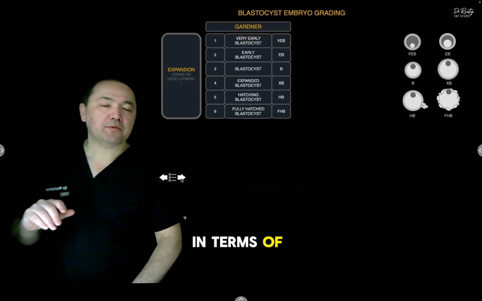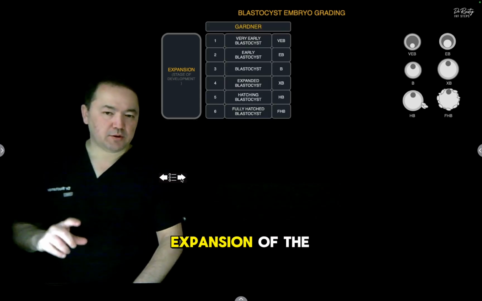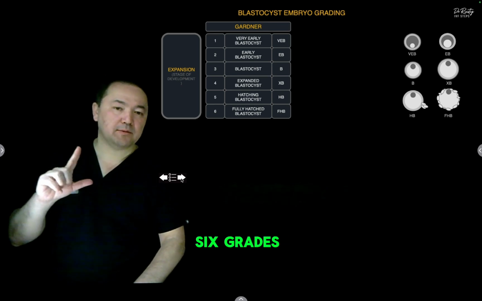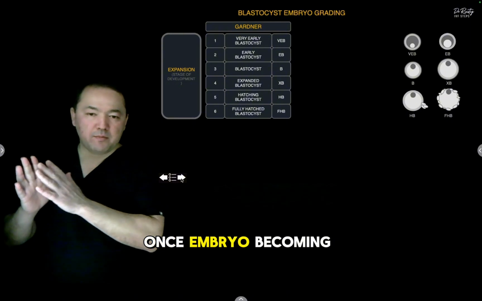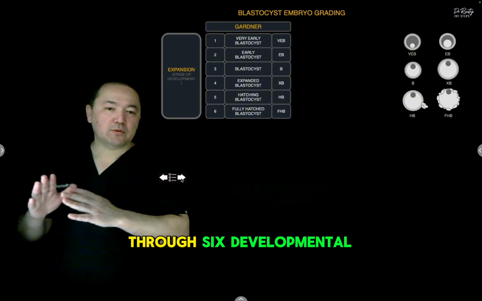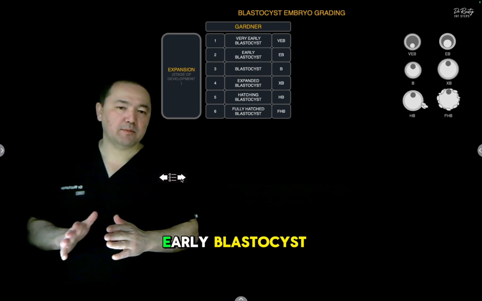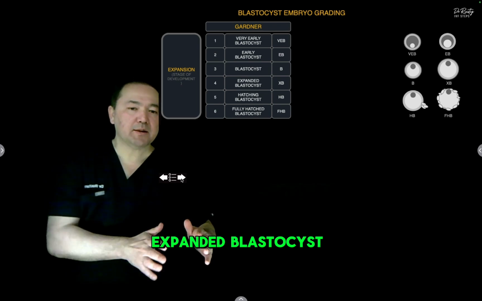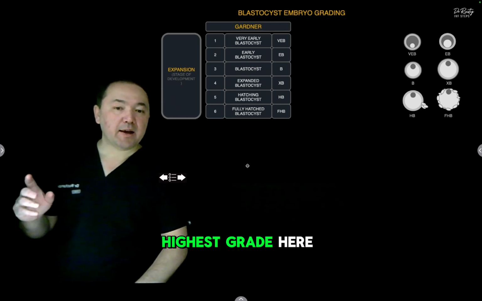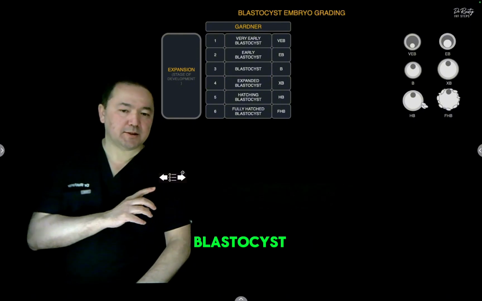In the Gardner system, you grade the expansion of the embryos according to 6 grades. Once embryo becoming blastocyst after being morula, it goes through 6 developmental stages: very early blastocyst, blastocyst, expanded blastocyst, hatching blastocyst, and fully hatched blastocyst. Highest grade here is a 6 for fully hatched blastocyst.